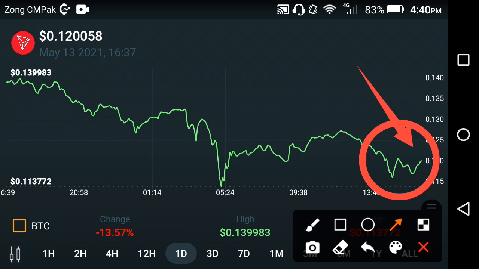I think that in the last half of 2021 they can easily hit $1, friends. So what's your prediction about TRX?